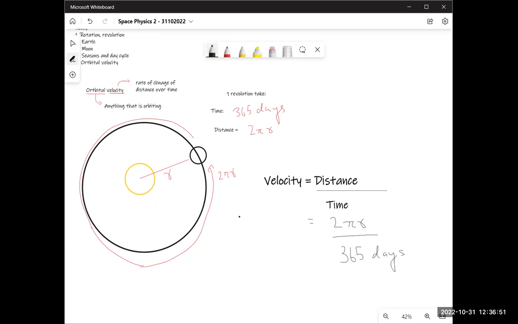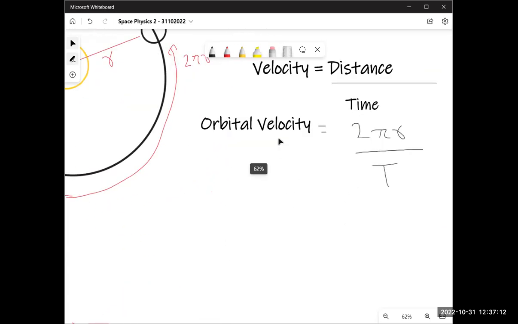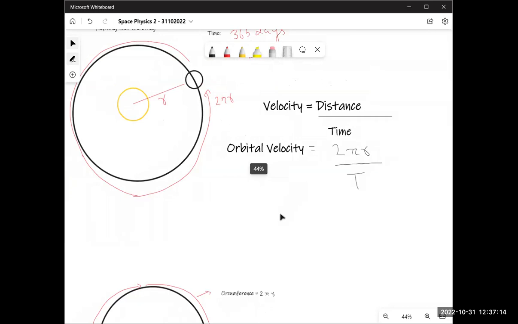Instead of saying 365 days, let's just write time t. Now t could be anything, right? T could be anything. For different planets it is different. So this right here is my orbital velocity, 2 pi r over t. Any questions? No, sir.